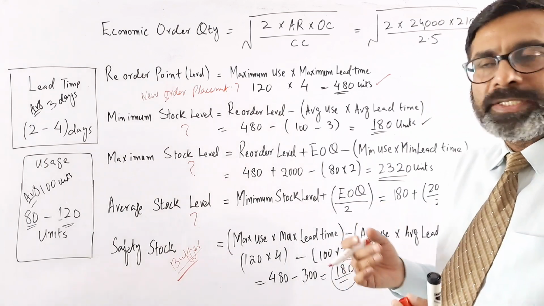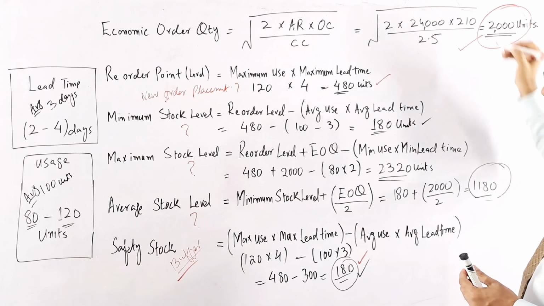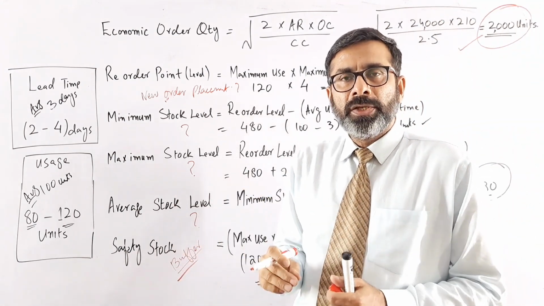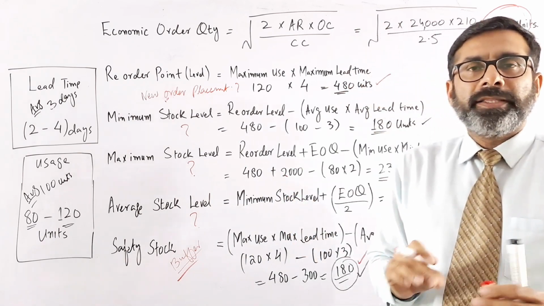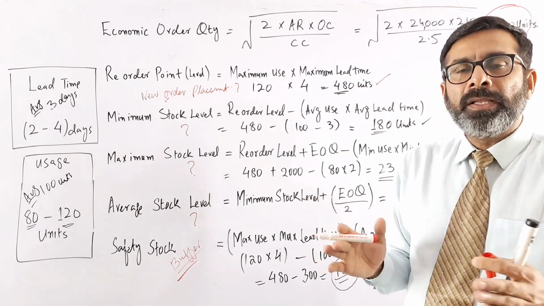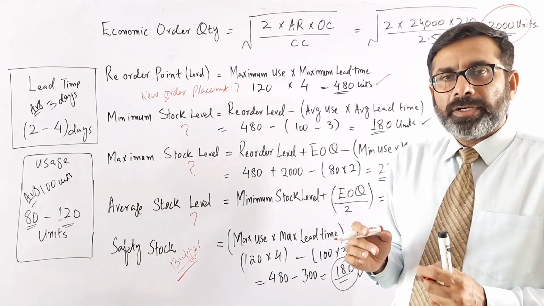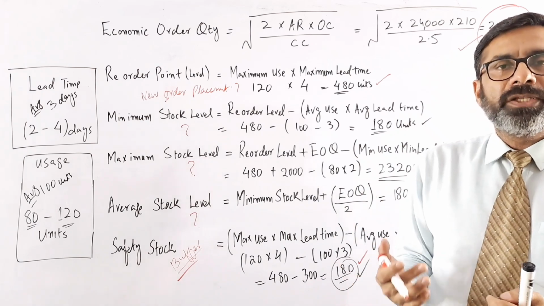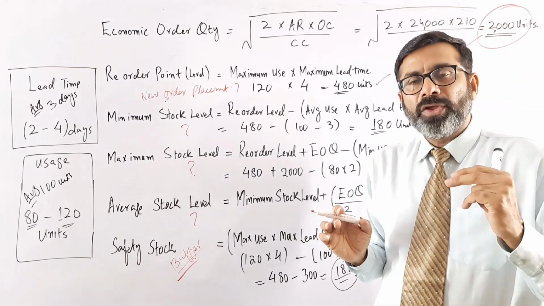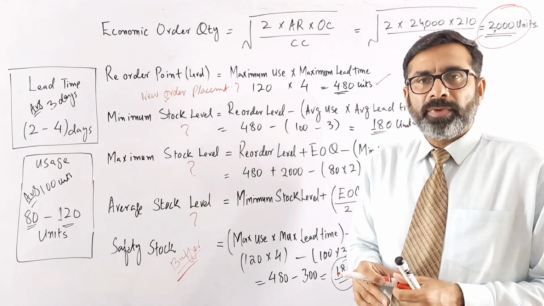And how many units do they have to buy? We have already calculated that they should buy 2000 units every time they give the order. At that point, their ordering cost and carrying cost total will be at the minimum level. So this is the most economical point of the order, or the number of units they should order, which is 2000 units. At that level of the order, it will be most economical for them.